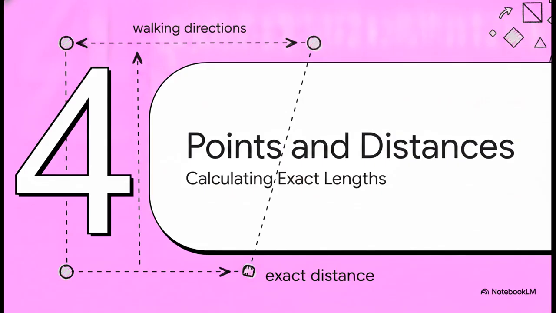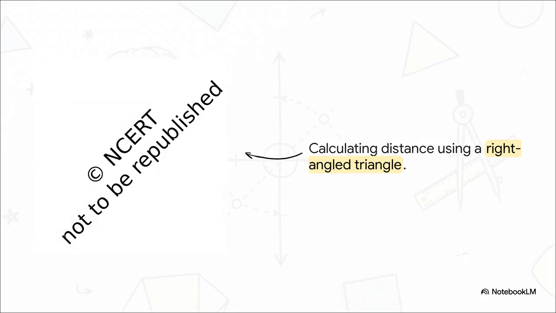Now that we know how to accurately locate points using these walking directions, how do we calculate the exact distance between two objects if they aren't lined up perfectly straight with the walls? Let's say we want to find the distance between point A and point D here. We can't just count the grid squares because the line cuts right diagonally across them. But look at what we can do.